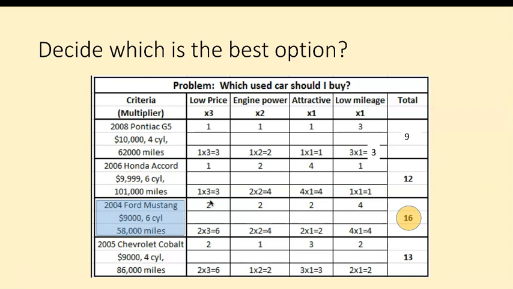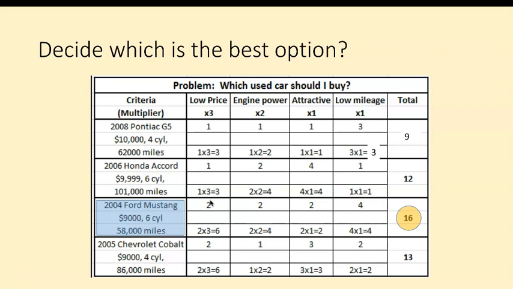And then in terms of low mileage, you can see how those ranks worked out. Honda Accord had the most miles, Cobalt the next most miles, then the Pontiac, and then the Mustang. So now that I've applied the multipliers to the grid, I'm looking at the bottom row and I'm going to add those numbers up. With the Pontiac G5, we had a 3 for low price, a 2 for engine power, a 1 for attractiveness, and a 3 for low mileage, which gives it a total of 9. The Honda Accord, when I add up those numbers at the bottom, I get a 12.